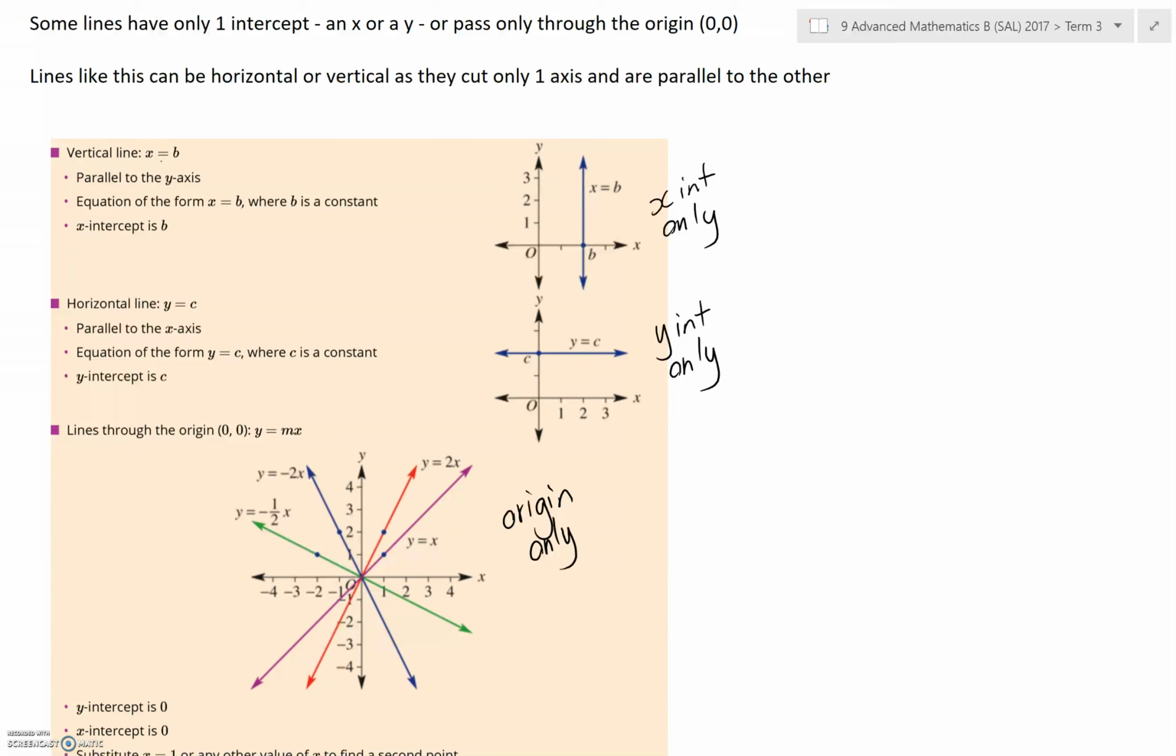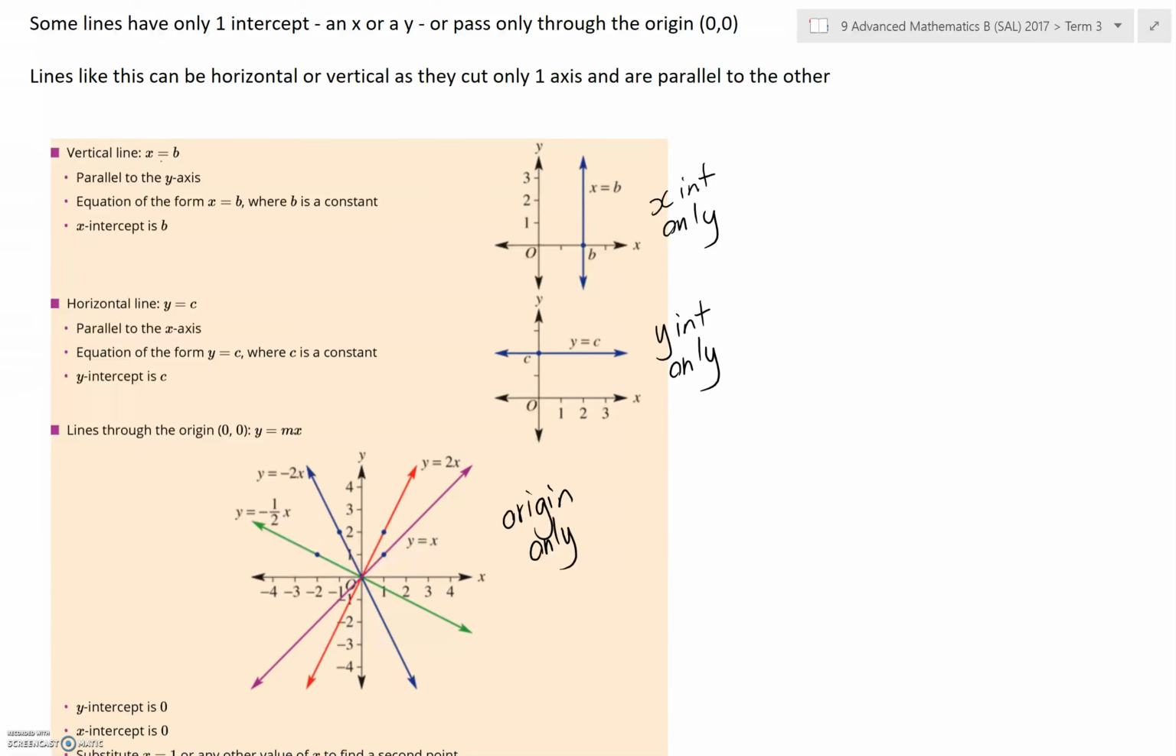As I said, the equation is in the form x equals b, and b is just a number, a constant, and that constant is the x-intercept. Now the second one, the horizontal line, is in the form y equals c, and again c is a constant, and it's where it cuts the y-axis. It's always parallel to the x-axis, just like the other line we just looked at, and your equation is going to be in the form y equals c, or y equals a number. No x value in your equation, no x-intercept. So hopefully that's a fairly easy way to remember that.